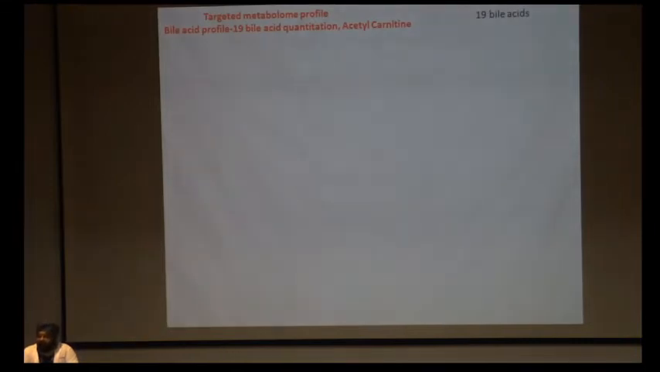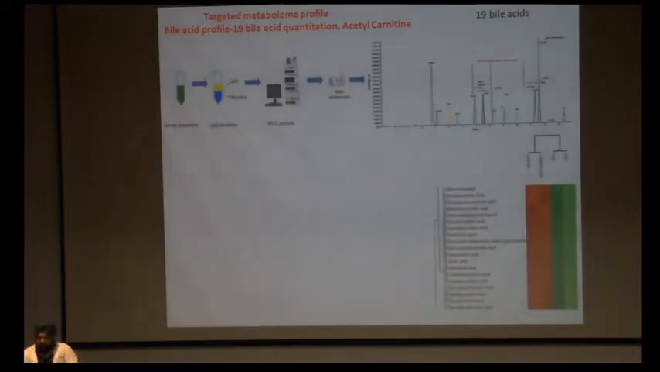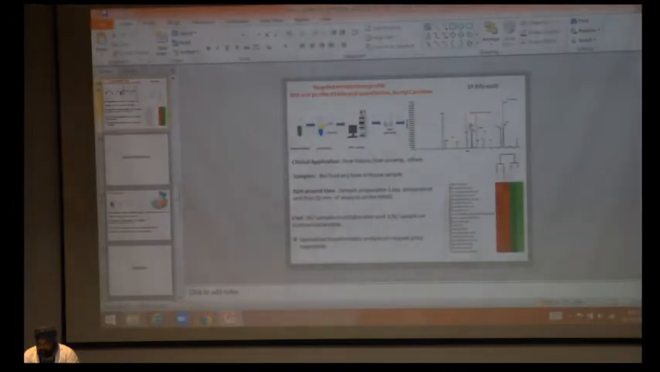So we have targeted metabolome analysis where we can do bile acid profiling. We have up till now standardized 19 bile acid quantitations which we have done in multiple samples. So these are the 19 bile acids which we have standardized and their quantitation. So it can be used for assessing bile acids in liver failure. Can you enlarge the names of the bile acids? Okay, is it possible? Yes, sir. What are the types of bile acids?